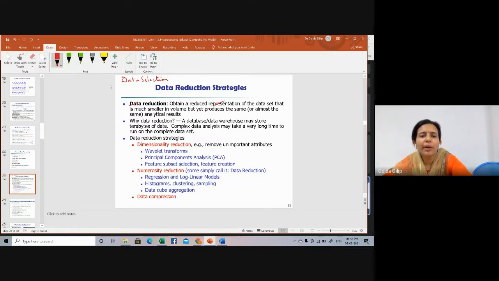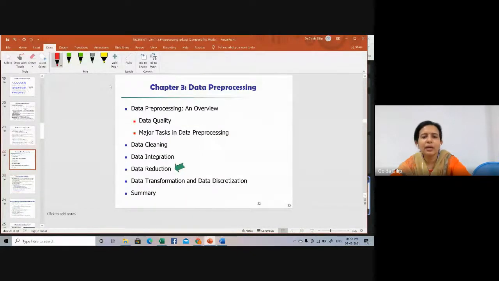Why do we go for this data reduction? Because we are not dealing with a small database with tens or hundreds of records. The database or the data warehouse will be storing terabytes and terabytes of data. Doing a complex analysis on the entire data set might take a long time to run. So we need to get a representational set, much reduced in size, to apply the techniques and make sense out of the data. That's the reason why we go for data reduction.